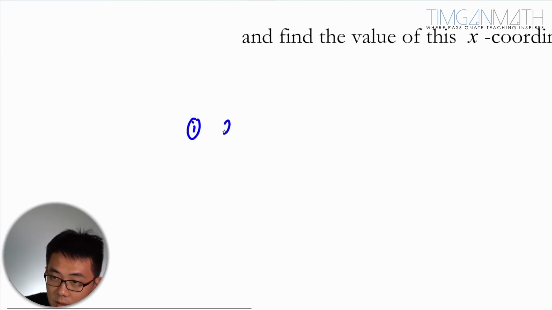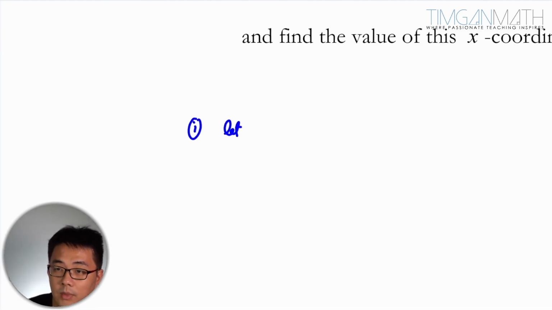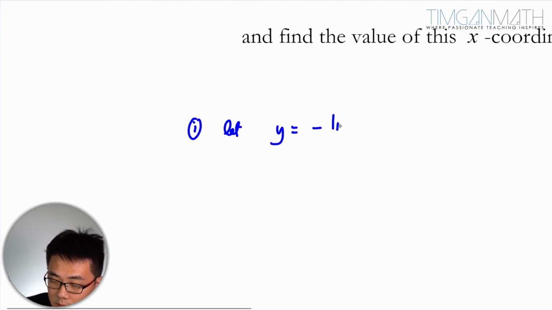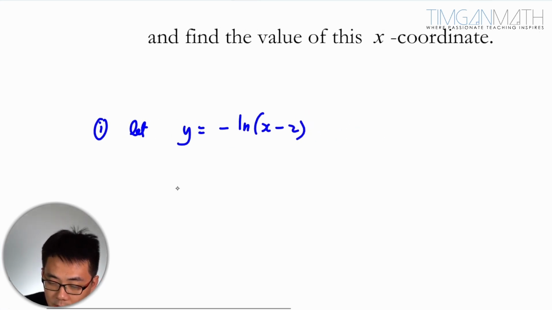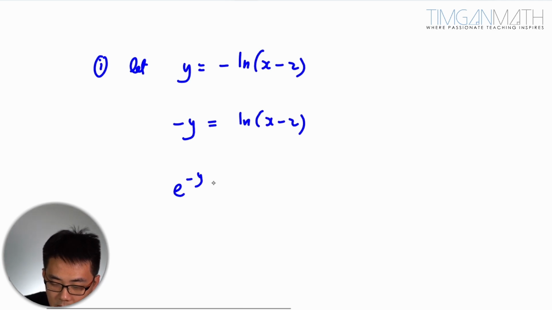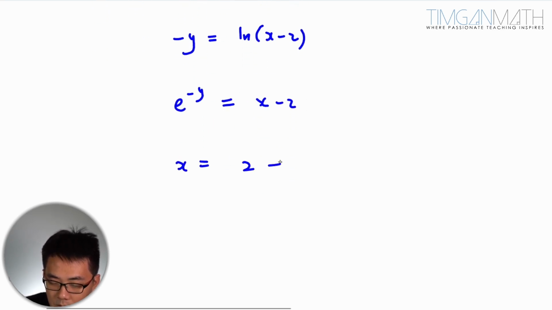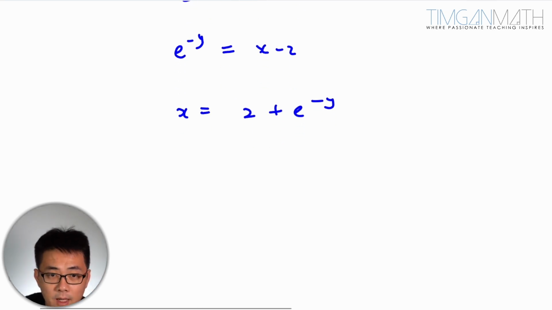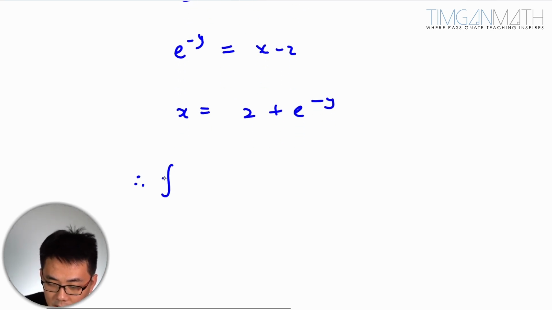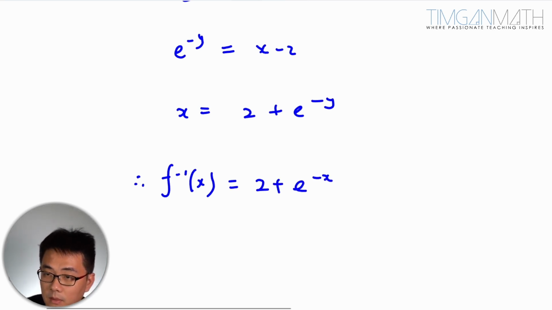Find f inverse. Let y equal negative ln(x - 2). After which, minus y equals ln(x - 2), and this will just be e to the negative y equals x minus 2, so x equals 2 plus e to the minus y. Hence f inverse of x will be equal to 2 plus e to the minus x. There you go, so that is our equation.